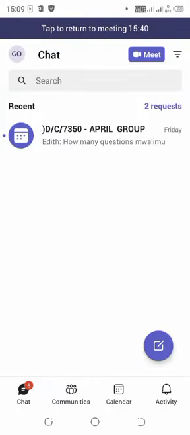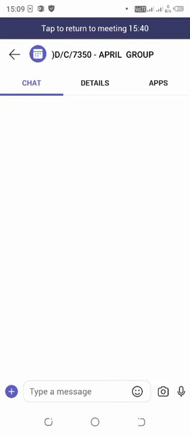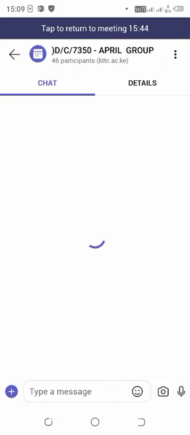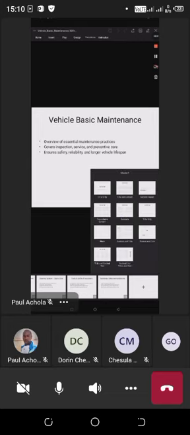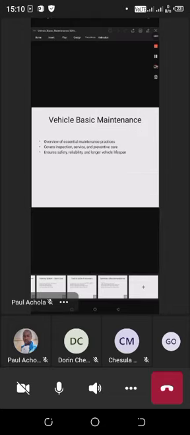Any question? If there's no question, there's an activity. I will read it and note it. Describe various systems that need maintenance on a vehicle. Describe any various system that needs maintenance on a vehicle.